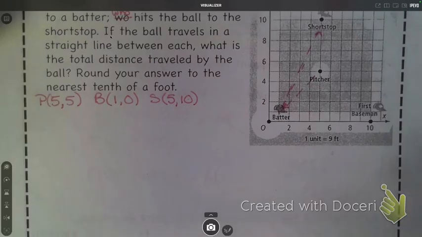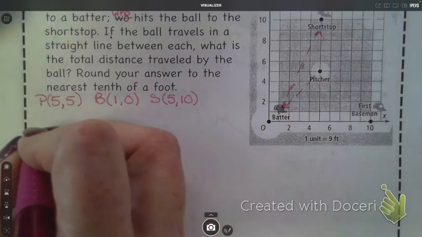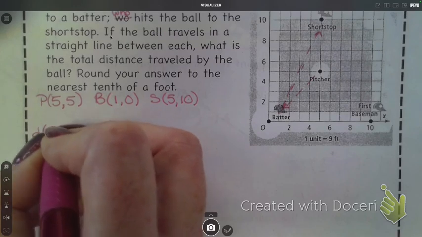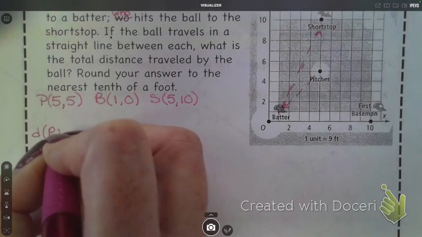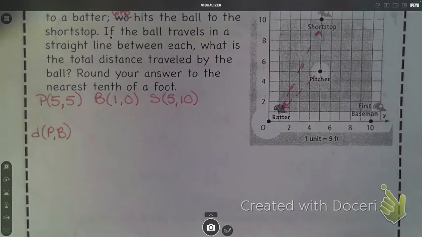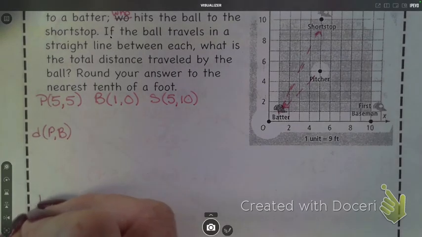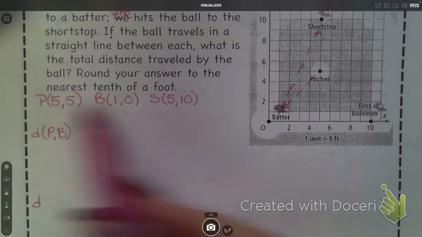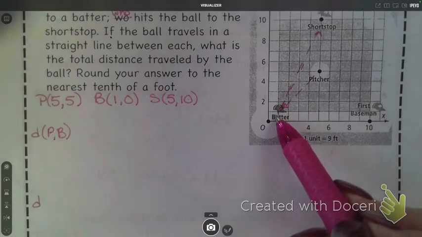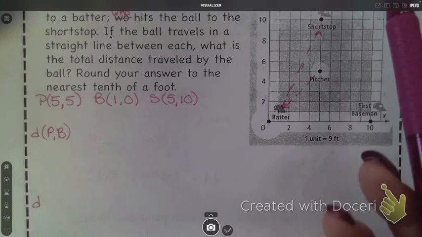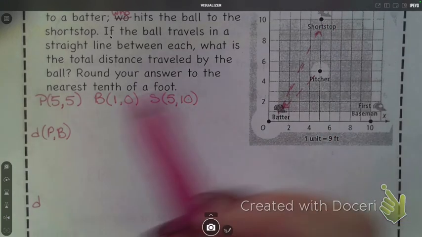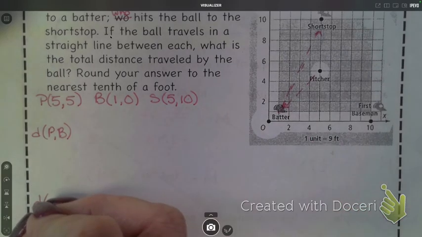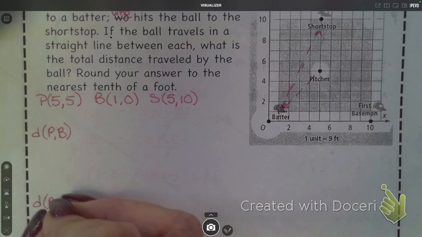So I need to figure out the distance from P to B, right? And I need the distance from, this was PQ. No, it's bad. We're going from the pitcher to the batter. P and Q are just some arbitrary points. Oh, it's like random. Yeah. Okay, so I need it from the pitcher to the batter. And then the batter to the shortstop.